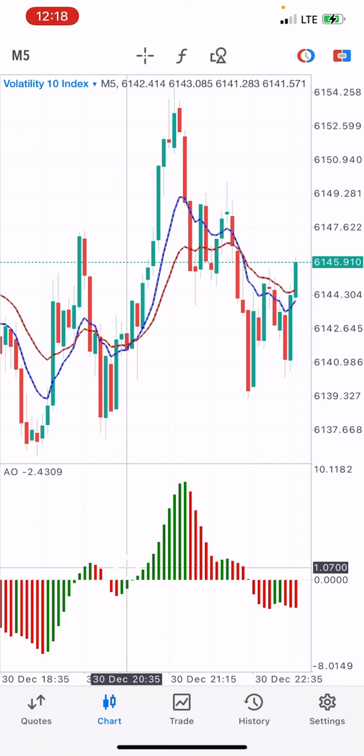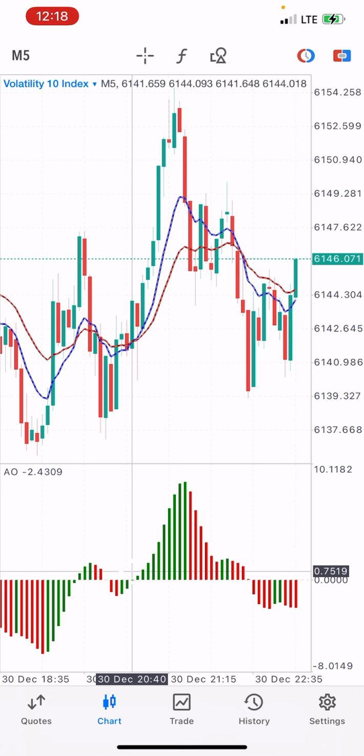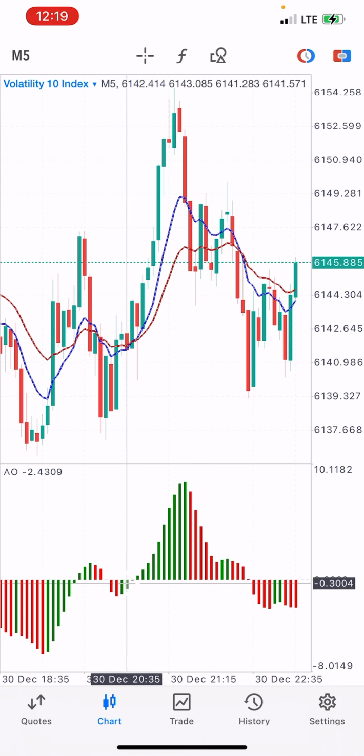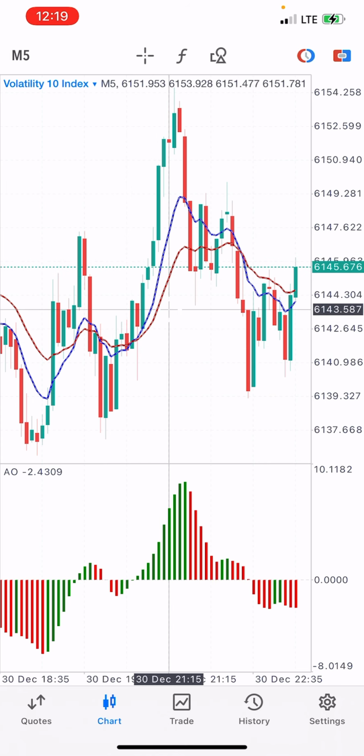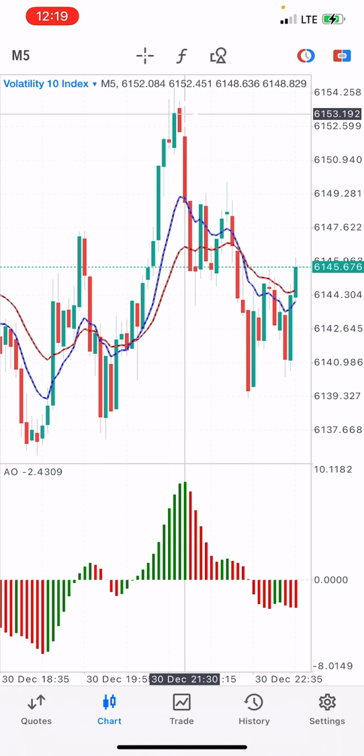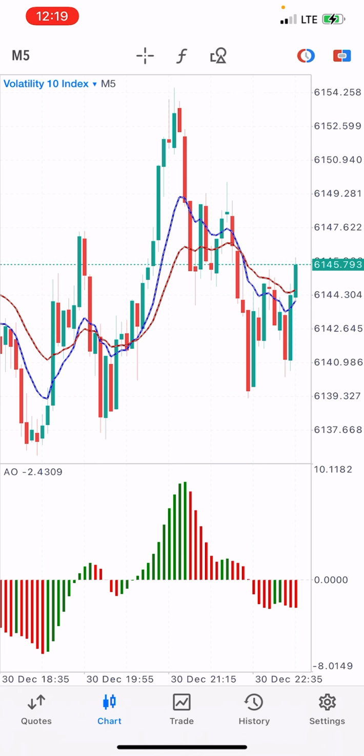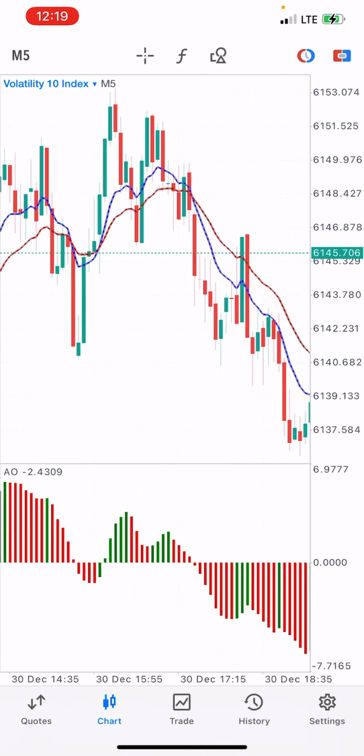The strategy is pointing to a buy because the awesome oscillator is above the zero level and the blue moving average is above the red moving average, which moves up. You can see the buy. You can make money from there, again, continuously. That is the strategy.